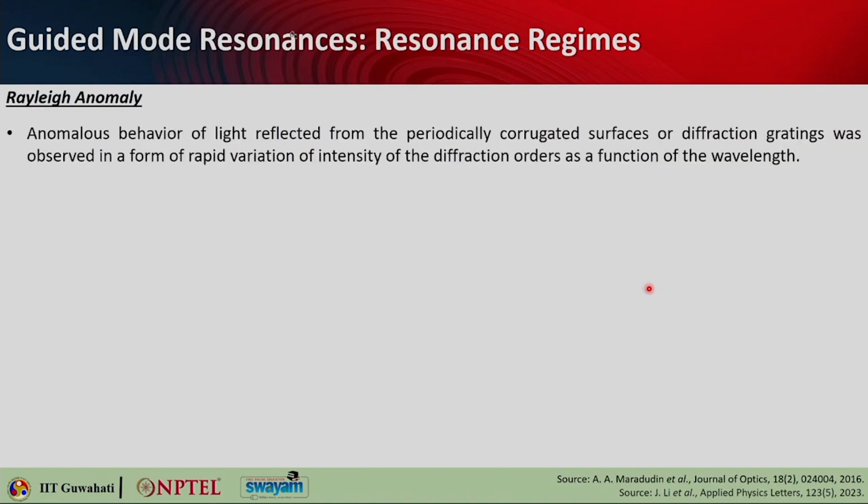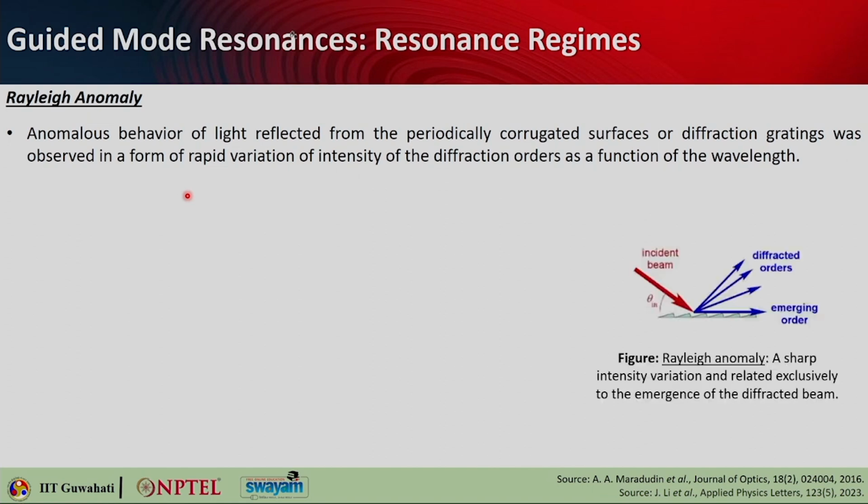Now, when you talk about Rayleigh anomaly, this is nothing but an anomalous or abnormal behavior of light that is reflected from a periodically corrugated surface or diffraction grating, observed in the form of rapid variation of intensity of the diffraction orders as a function of the wavelength. So, it happens like this, a sharp intensity variation related exclusively to the emergence of diffracted beams when the incident beam is at glazing angle, and you will also get beams which are parallel to the surface of the grating.